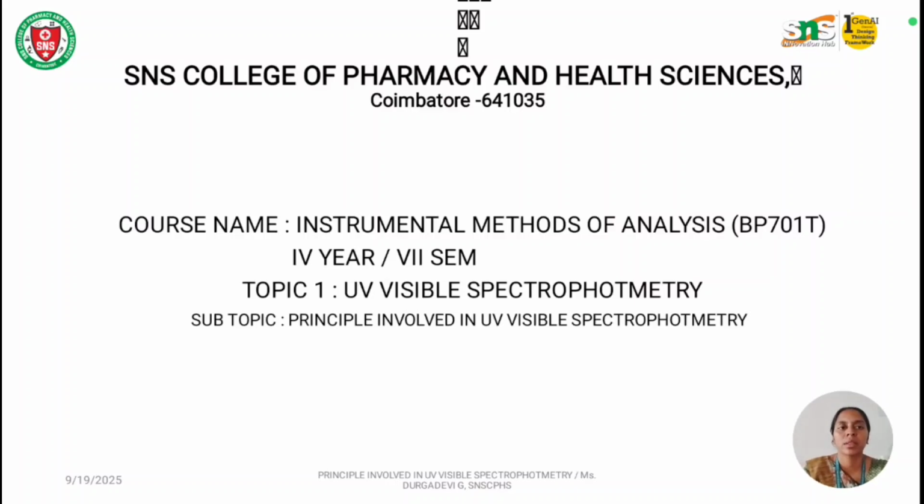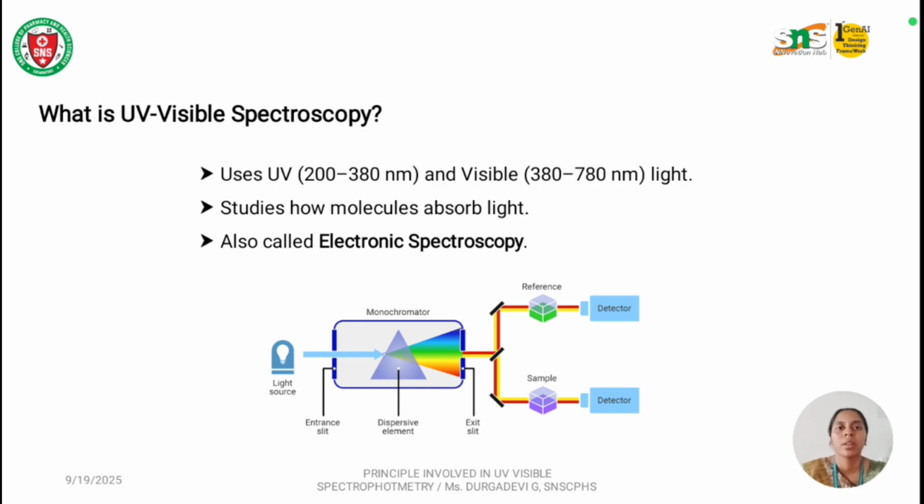Hi everyone, in this lecture I am going to discuss the principle involved in UV visible spectrophotometry. What is UV visible spectroscopy? UV visible spectroscopy uses electromagnetic radiations, UV and visible radiation. The UV radiation has a wavelength from 200 to 380 nanometer and the wavelength of visible radiation is 380 to 780 nanometer. It studies how molecules absorb light and it is also called electronic spectroscopy.